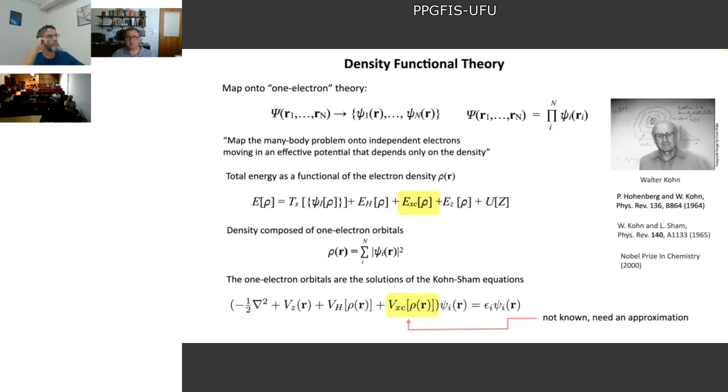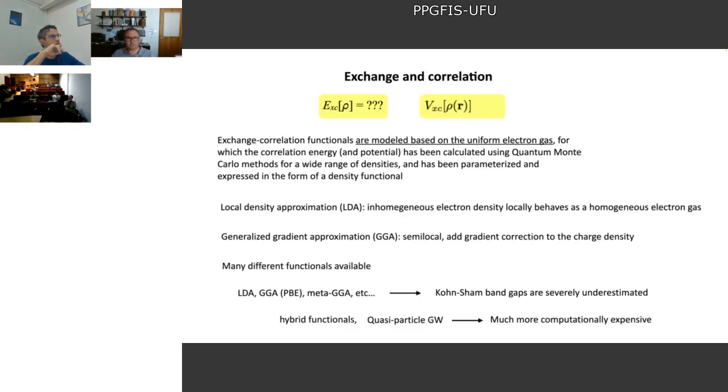The most popular now is to use density functional theory, which basically maps the many-body problem into a one electron problem, moving in an effective potential that depends only on the density. So the total energy is written as a function of the electron density. There's a kinetic energy term, a Hartree term, the Coulomb term, and the exchange correlation. The idea then is that the density is written as a sum of single electron densities, and you end up with an equation that is very similar to the original Schrödinger equation. The problem is that for the exchange correlation, we still don't know the analytical form, and it has to be approximated.